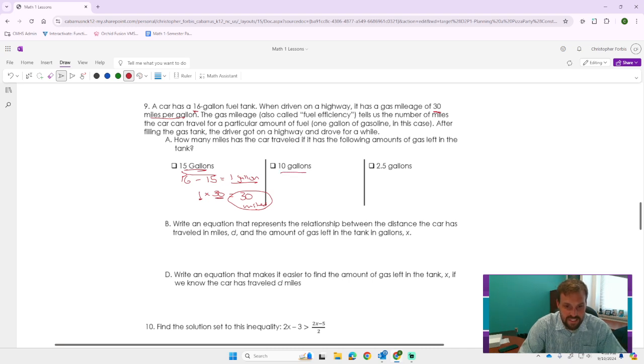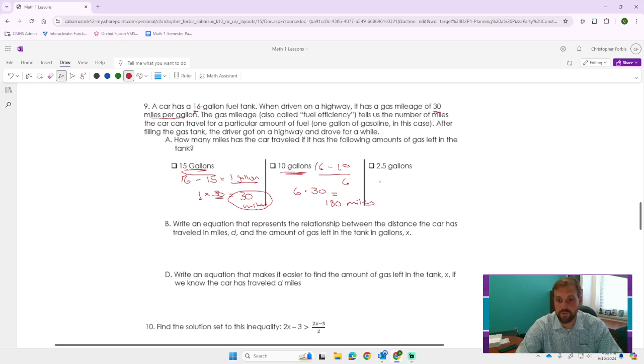All right, what about if there's 10 gallons left? Well, we had 16 total in the tank. We have 10 left over, so that means that we have 6 gallons, okay? So we burned 6 gallons, so that means 6 gallons for every 30 miles each. We were able to go 180 miles.